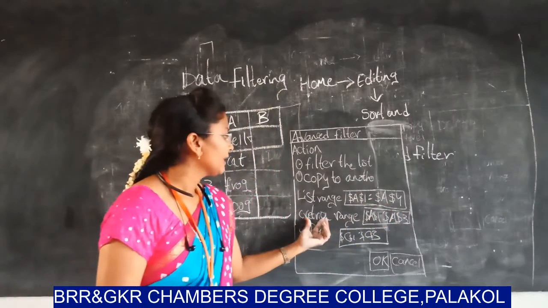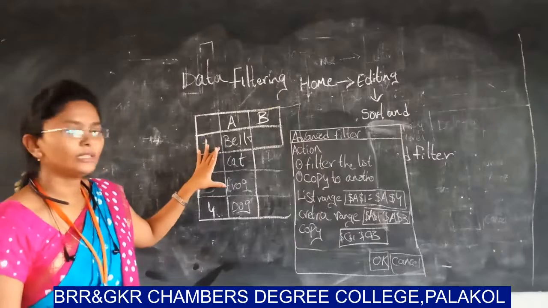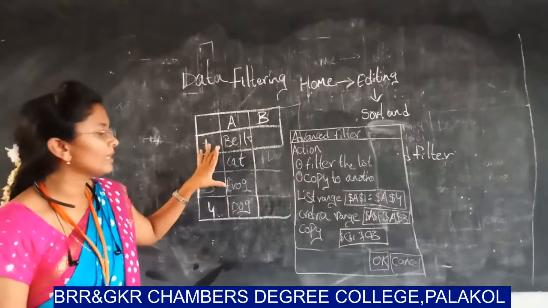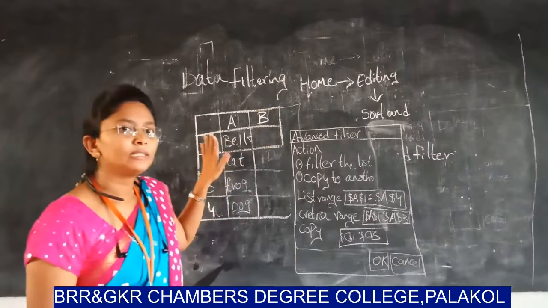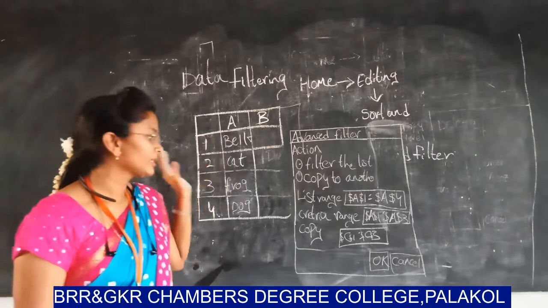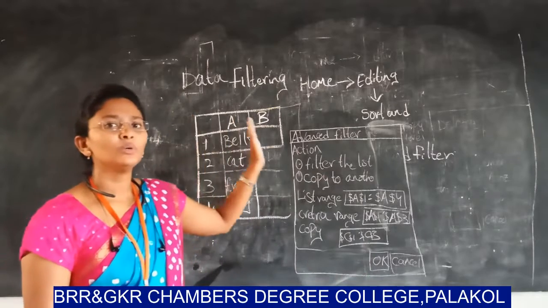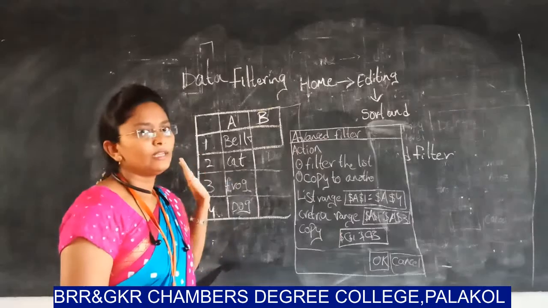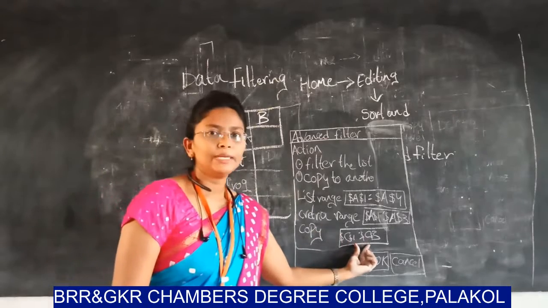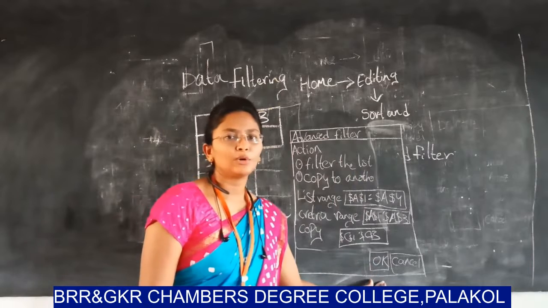And next, criteria range means I am taking only A1 to A3 only. These three cells I want. That's why I am taking the A1 to A3. That cell's address and that cell data will be appeared on your screen. And copying cells means I want to copy this data to C1 cell or C1 to C3 cell. Then I can easily copy. I want to type the address over here. After filling all these options, at last click on the OK button.